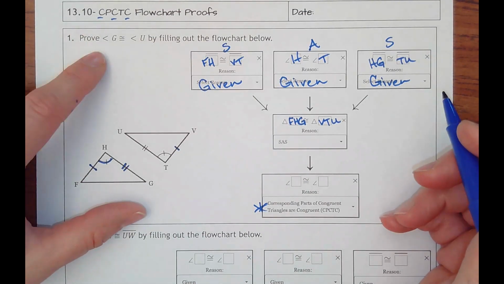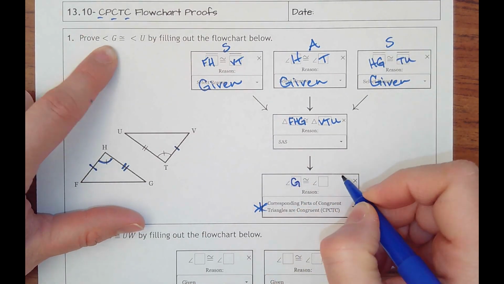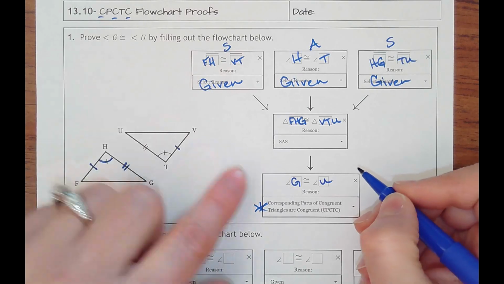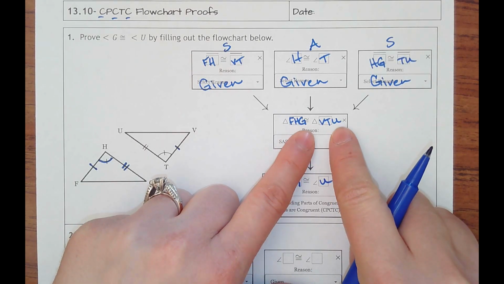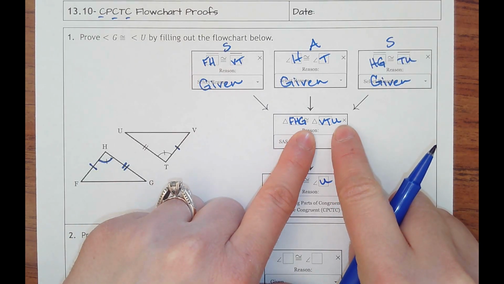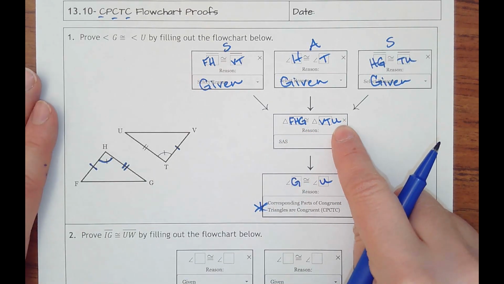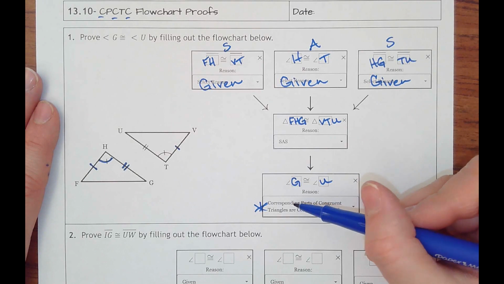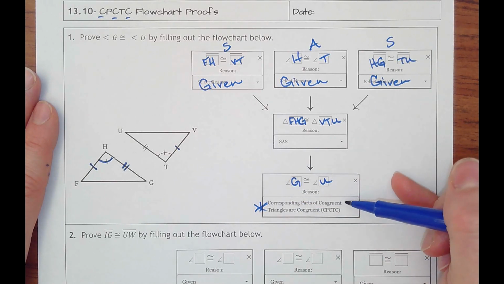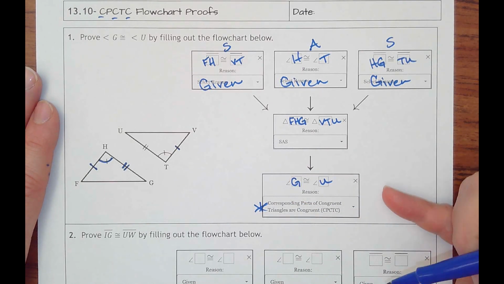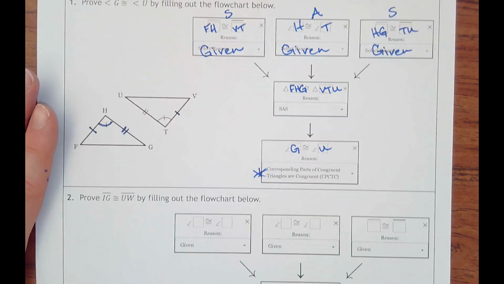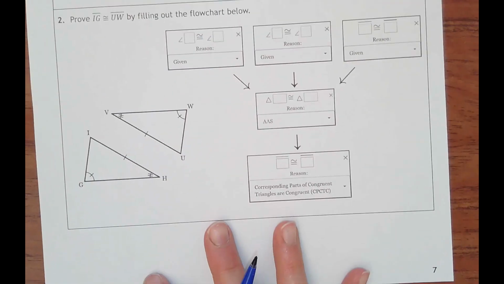So then we would finish up by saying, okay, yeah, angle G is congruent to angle U. Look in the names of them. In your congruency statement, the letters of the angle should correspond. It's the third letter and the third letter. So they are congruent because their corresponding parts of what I've proven to be congruent triangles will also be congruent. CPCTC. Just fun to say. Let's try one more.